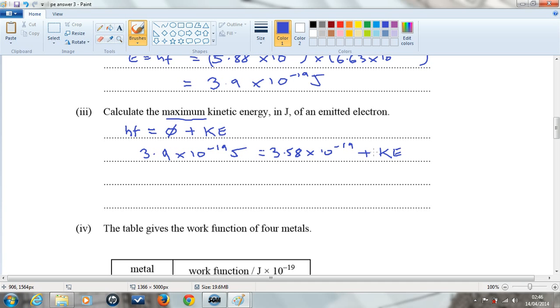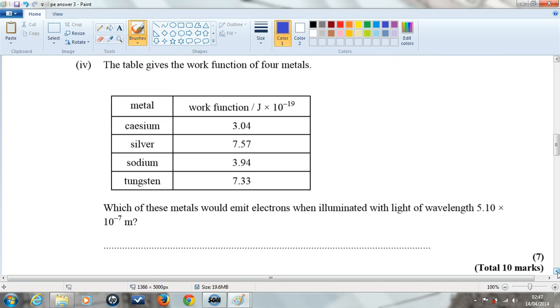Now, if I want to be able to work out the kinetic energy, I need to rearrange this equation. And that gives me that kinetic energy is equal to hf, and I have to take the work function to the same side as hf, so instead of it being plus, it becomes minus. When I plug these new figures in, for this here being hf, and this here being the work function, I get an answer of 3.2 times 10 to the minus 20 joules. And that's my kinetic energy of the released photoelectron.